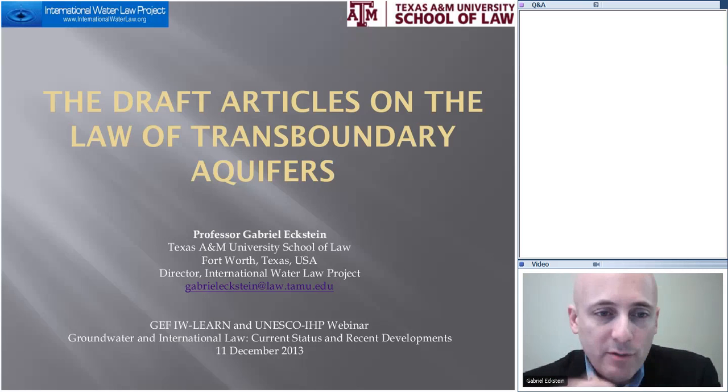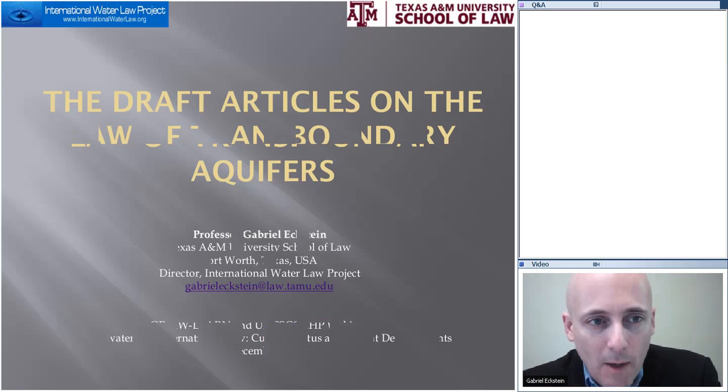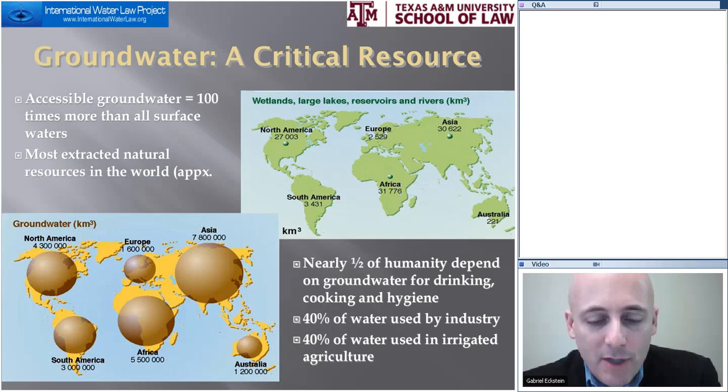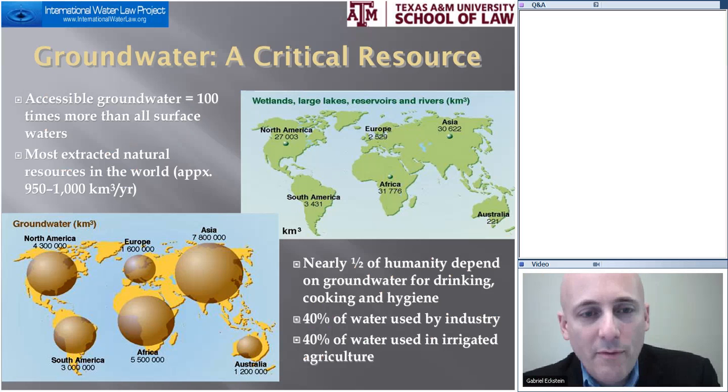Just as a background matter, I want to make sure that we have a good understanding that the volume of groundwater resources available worldwide is tremendous, many, many times greater than our surface water resources. In fact, groundwater is the most extracted natural resource in the entire world, much more so than any kind of surface water extraction that we use, whether for irrigation or personal use and so on. So many people around the world rely on groundwater resources that it has become a critical resource that needs attention.